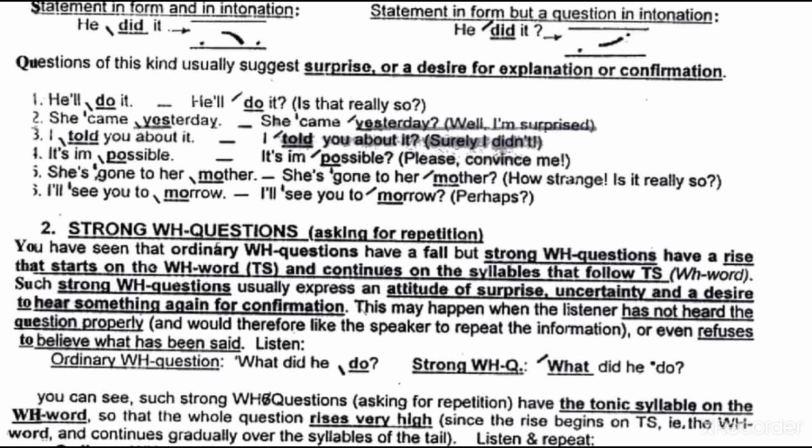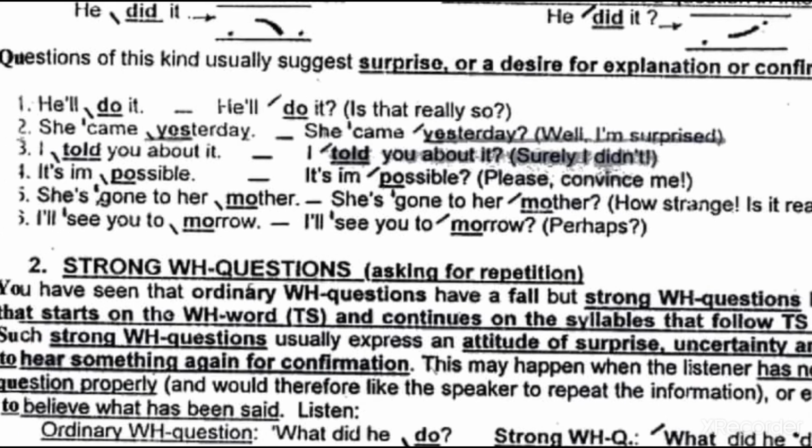Here we're going to practice the same sentence once as a statement and then as a statement in form and question in intonation. Number 1. He'll do it. It's a statement. Nothing surprising, no need for confirmation. He'll do it. It's a normal statement. But when I say he'll do it? I use the same statement, but a different intonation, which is the intonation of questions. So a high rise, because here I'm either surprised or I need a confirmation.